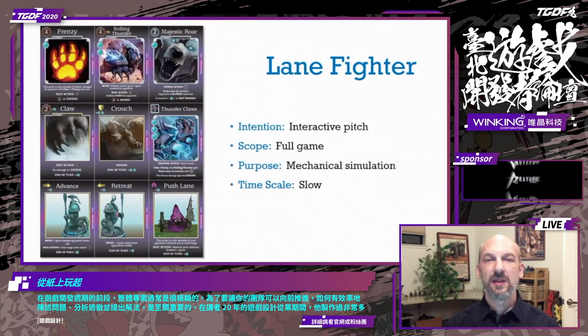As I mentioned, the intention was to pitch an idea for a new game to the executives. Normally, when I'm making paper prototypes, I try to do everything very quickly. But since I had some extra time, and I was trying to impress the executives, I invested a lot more effort into this game. In fact, technically, it's not really even a paper prototype, since it's made out of acrylics. The scope covered the full game, from the beginning to the end of a battle. It was a mechanical simulation that was meant to be very close to the final player experience.